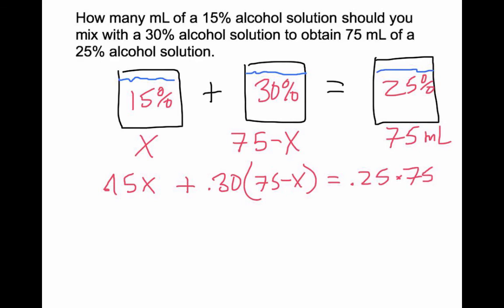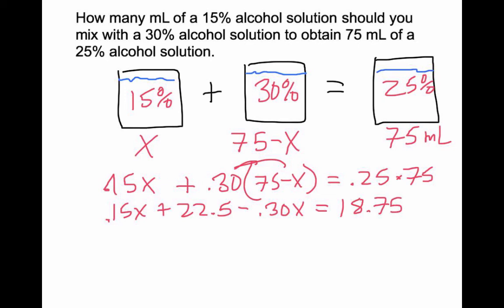Before I start moving things around, I want to simplify both sides. Over here, I still have this 0.15x. I need to take 0.3 and multiply that by 75. I get 22.5, and then minus 0.30x. You don't need that 0 there. 0.3 and 0.30 are the same, but I'm keeping it as a placeholder. Finally, on the right-hand side, 25% of 75 is 18.75.